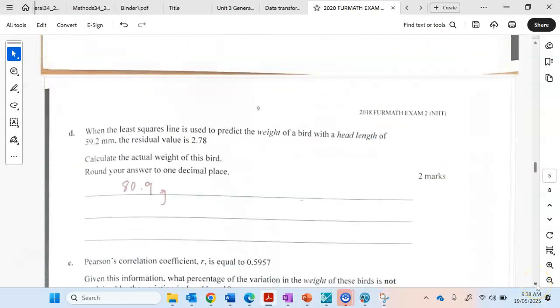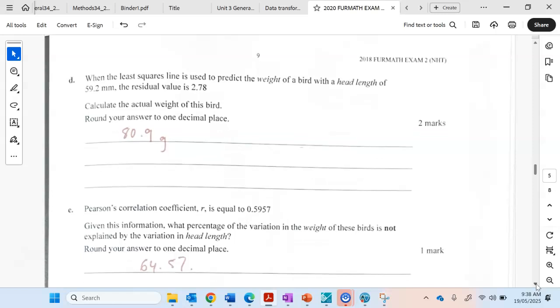All right, moving along. I'm just conscious of time, guys. You'll see these questions are very repetitive, so when a question's new, I will spend more time on it. When the least squares line is used to predict the weight of a bird with a head length of 59.2 millimeters, the residual was 2.78. Calculate the actual weight of the bird.